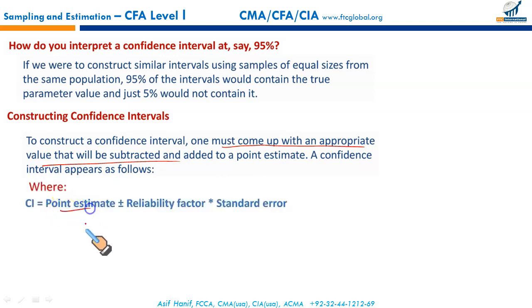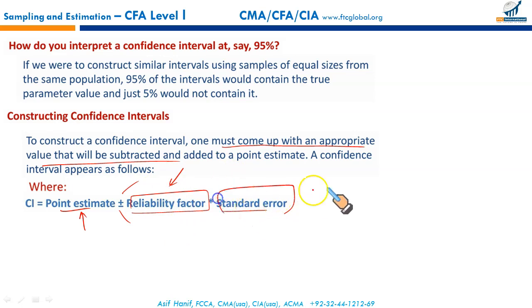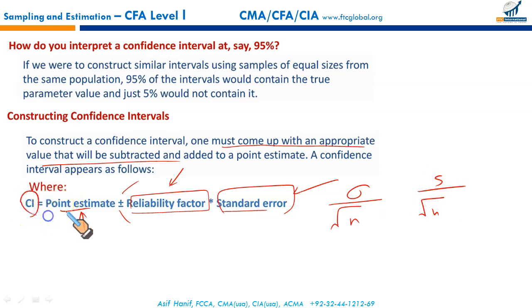The point estimate, that's our sample statistic. To this, either we will add or deduct a reliability factor. What that is, we'll discuss: 1 standard deviation from the mean, 2, 3, and so on. And the standard error, that's what we have already calculated. That could either be this if the population standard deviation is given, or this if the sample standard deviation is given. So this is how we calculate the confidence interval: point estimate plus minus reliability factor times standard error.